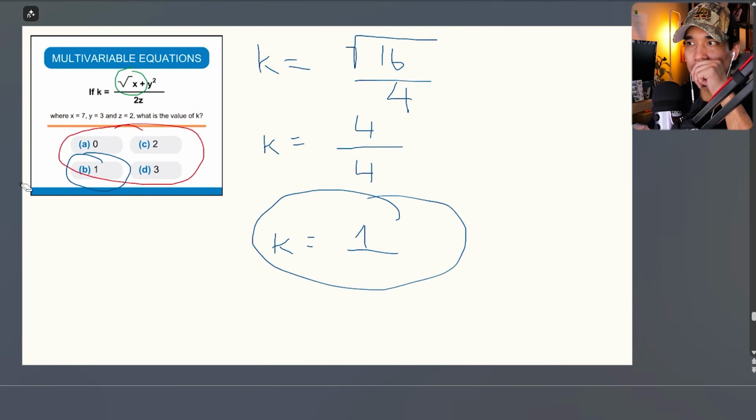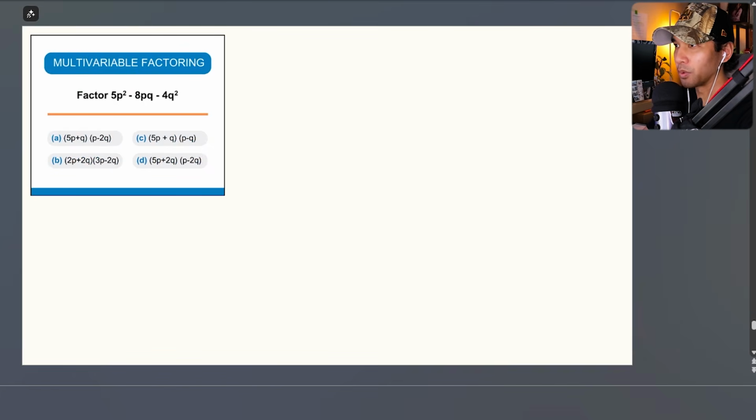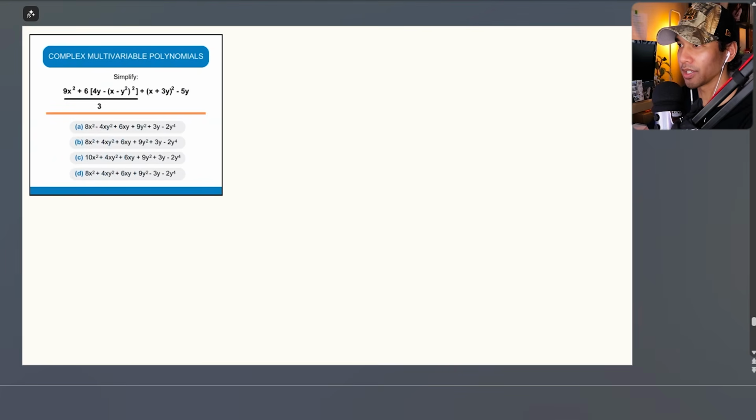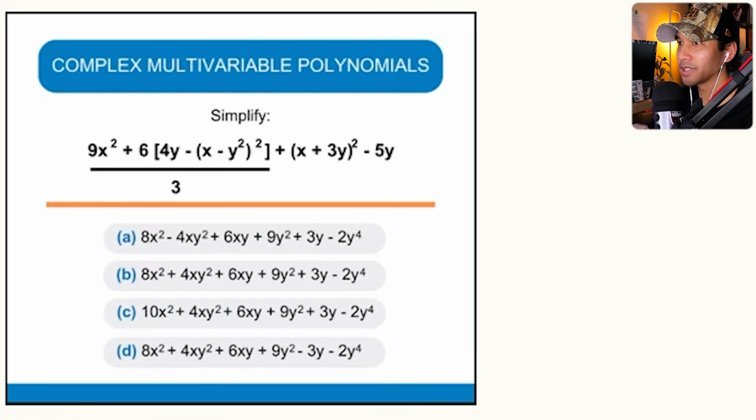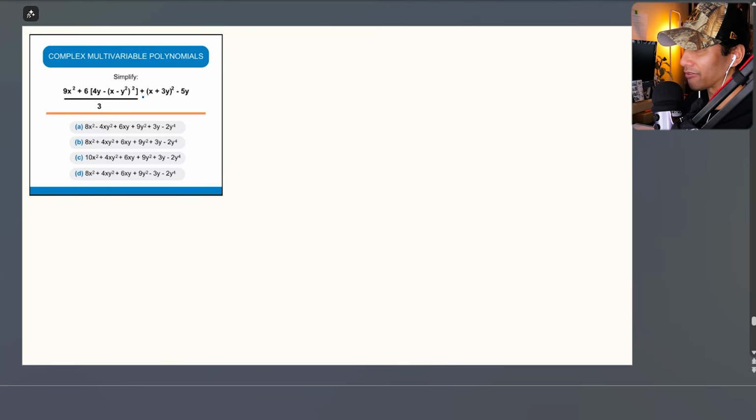Okay. Next question. We have a monster actually. Complex multivariable polynomials. Okay. This one I found out has terrible formatting. And this is ugly. This is ugly because it's going to take forever. I don't believe they're going to have a question like this. It's just too long. It's way too long to do.